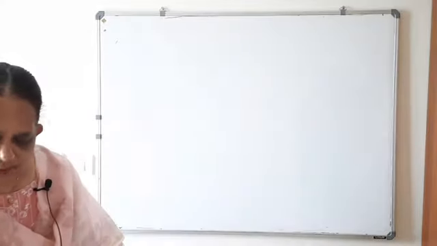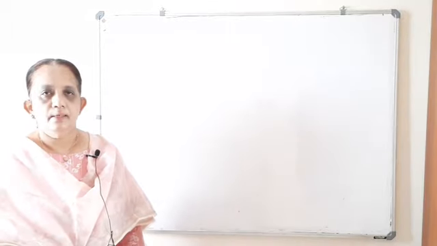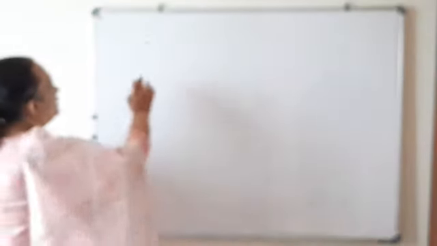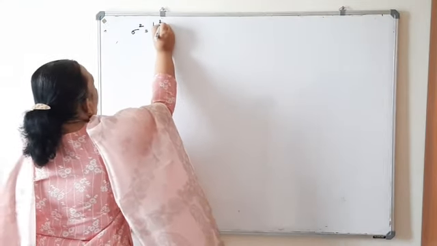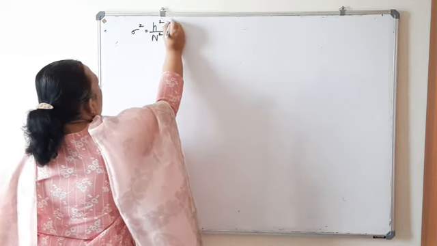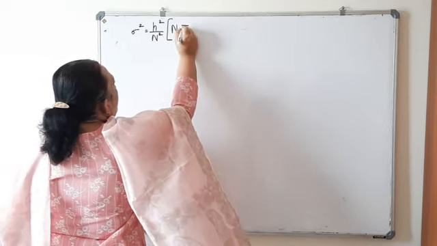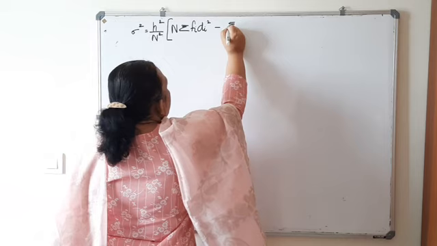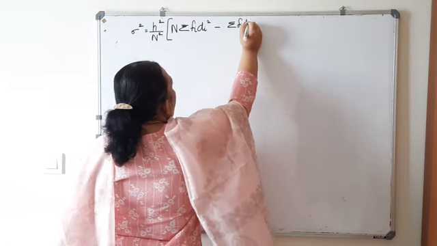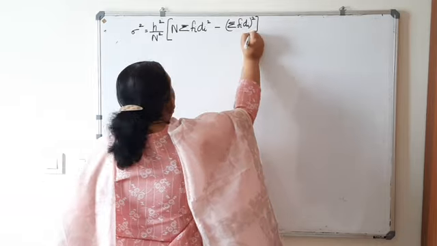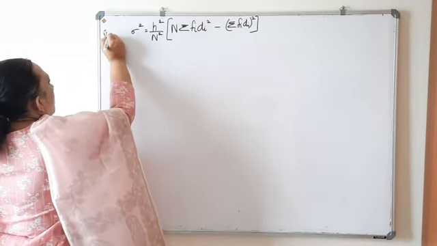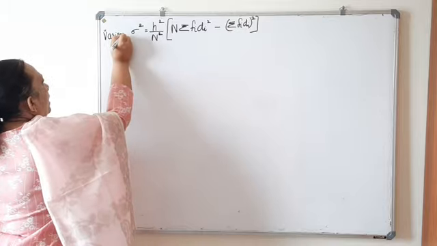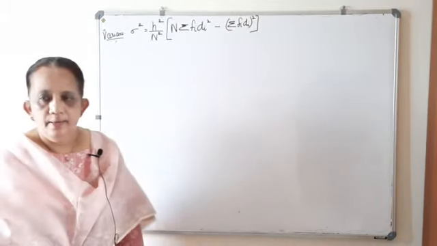Next one, we will discuss standard deviation or the variance when class intervals are given. The variance is equal to h squared by n squared into n into sigma fi di squared minus sigma fi di the whole squared. This is the variance. Once you get the variance, you can get the standard deviation.